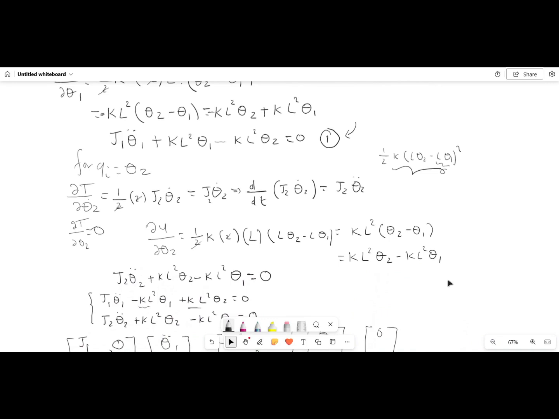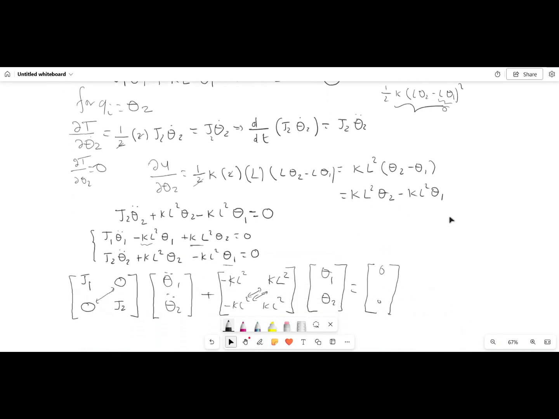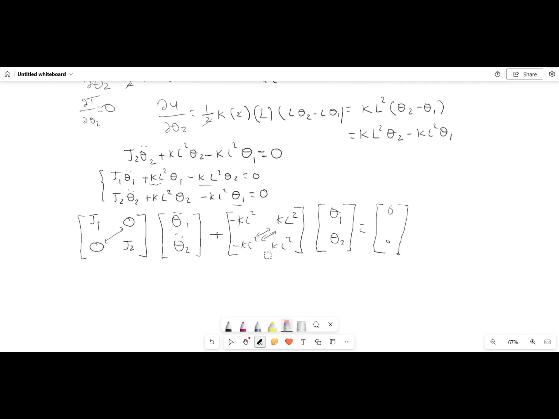So let's recheck equation 1. Let's change it: positive, and the other one negative. Good, yeah. So now let's look at our matrix. If they are symmetric, definitely we do know that the answer is right. Okay, here we go.